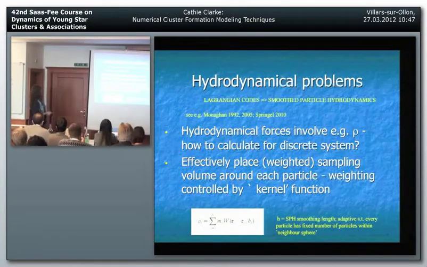This is a very important thing, because from time to time I will make references to the SPH smoothing length. It is the distance over which you sample particles in order to make this estimate. But it's adaptive in almost all modern SPH codes, so it's always adjusted so you keep a fixed number of neighbours, and therefore your smoothing length is, of course, smaller in regions of high density.